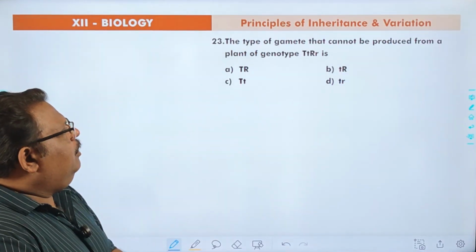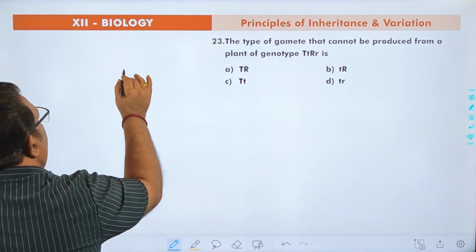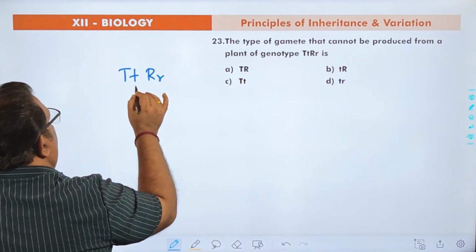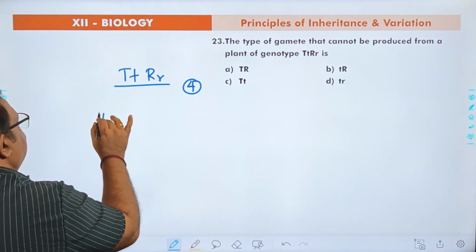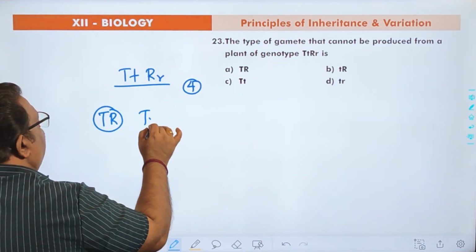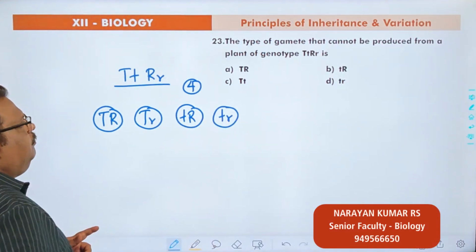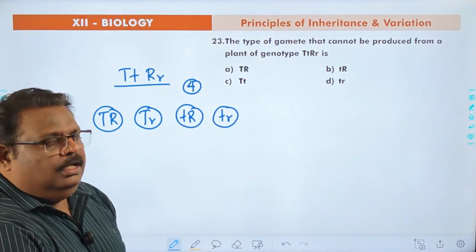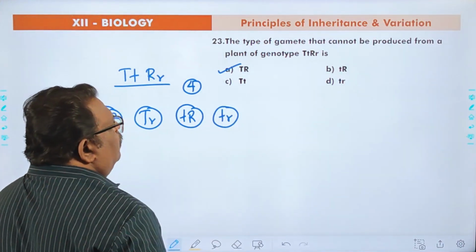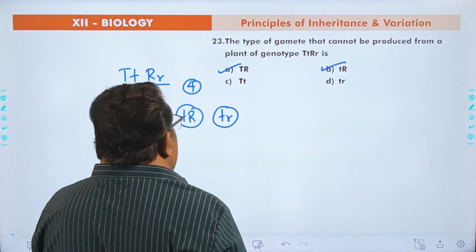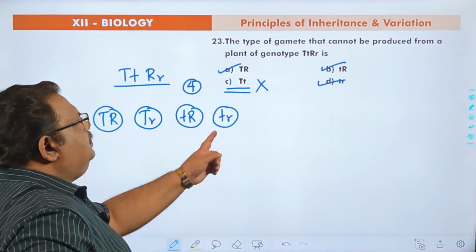The type of gamete that cannot be produced from a plant of genotype capital T small t, capital R small r. How many gametes are produced? 4 types of gametes are produced. Which are the gametes? Capital T capital R, capital T small r, small t capital R, small t small r. These are the 4 types of gametes possible from a double heterozygous plant. So capital T capital R is possible. Small t capital R is possible. Small t small r is possible. Capital T small t is not possible. So the answer is C.